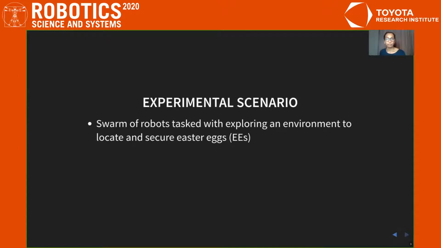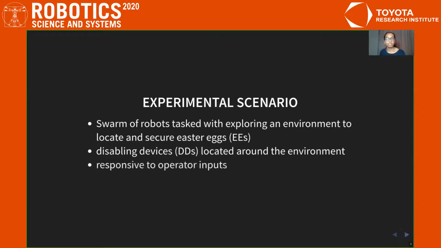In this work, we focus on the scenario posed for the DARPA OFFSET Urban Swarm Challenge, where there is a swarm of robots tasked with exploring an unknown environment to locate and secure Easter eggs in the environment. In addition, there are adversarial or disabling devices located in the field that when a robot spends too much time near it, the robot gets disabled. Finally, the swarm should be able to take in and adjust their behavior to an operator's inputs for how to accomplish the task.